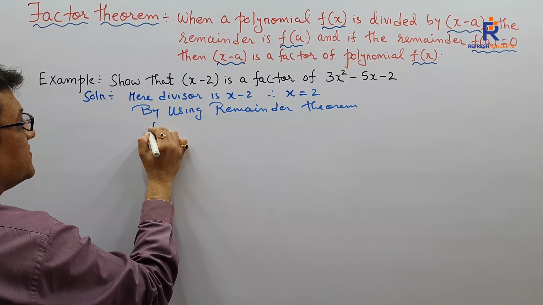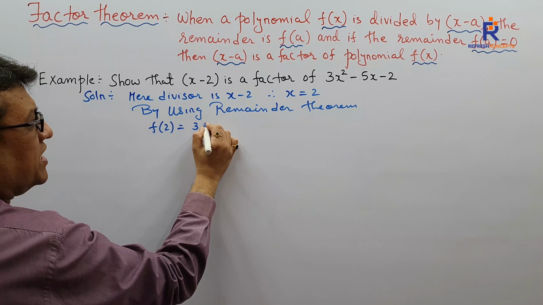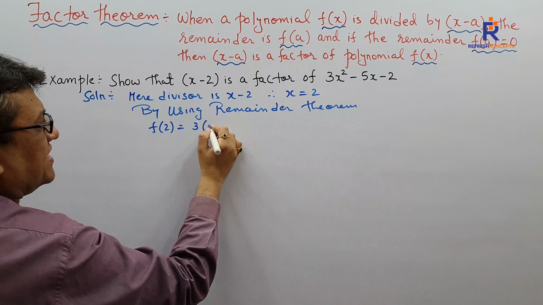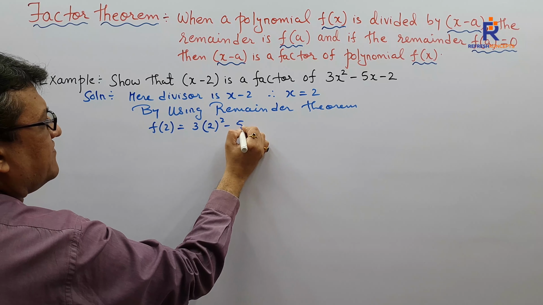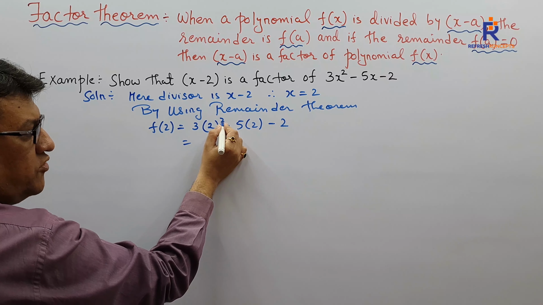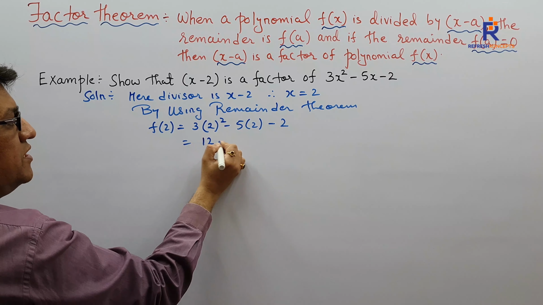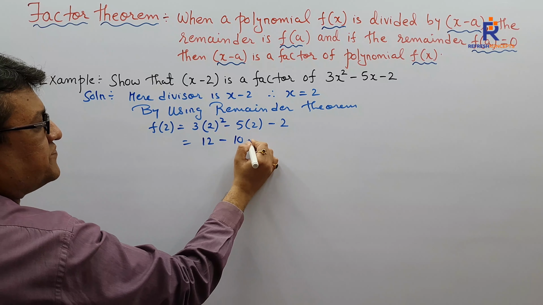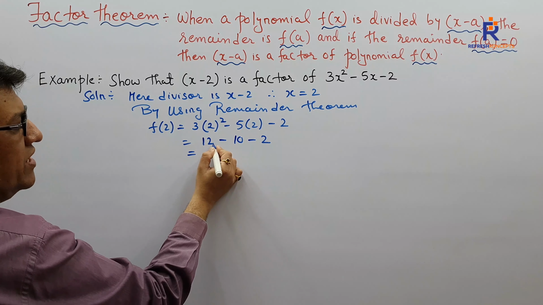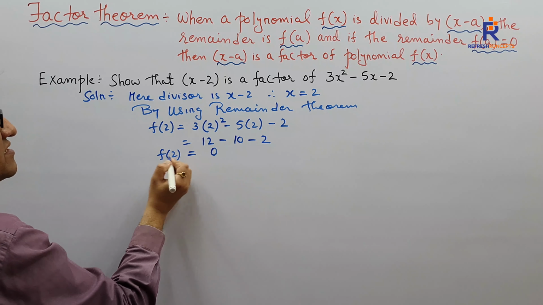What shall I say? f of 2 is nothing but, on substituting the value 2 into x square, that is 2 square, minus 5 into 2, minus 2. 2 square is 4. Always take the degree first. 4 3s are 12. Minus 5 into 2, 10. Minus 2. 12 minus 10 is 2, minus 2 is 0. So f of 2, I get a 0.